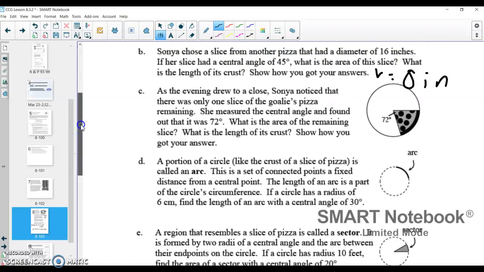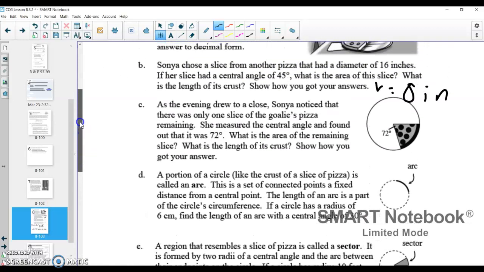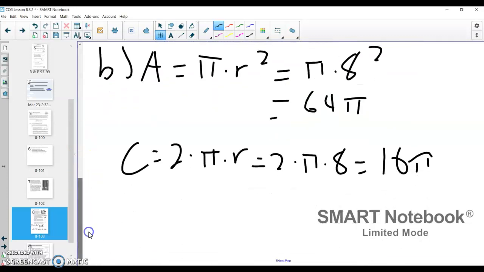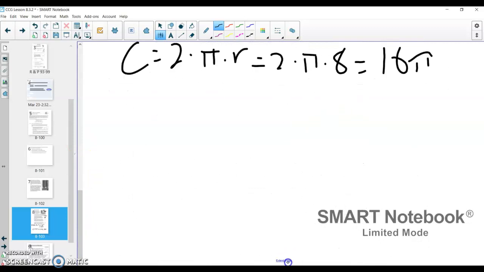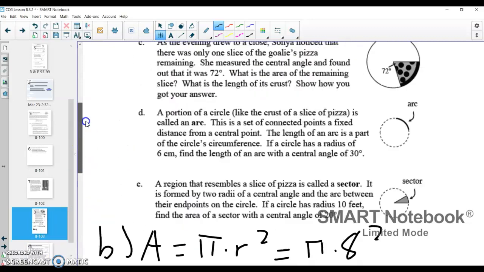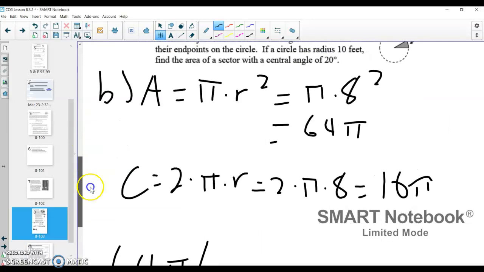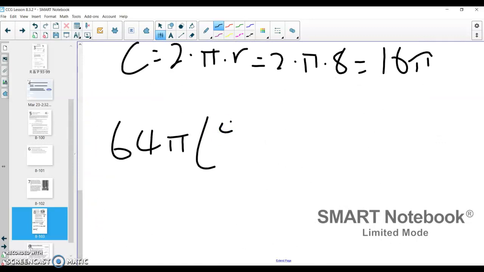Now, if I'm looking for, and saying in part B, what is the area of that slice if the central angle is 45? Well, I take my total area, which is 64 pi, and I multiply it by that section or that portion that we're looking for. And that portion that we're looking for is 45 over 360.